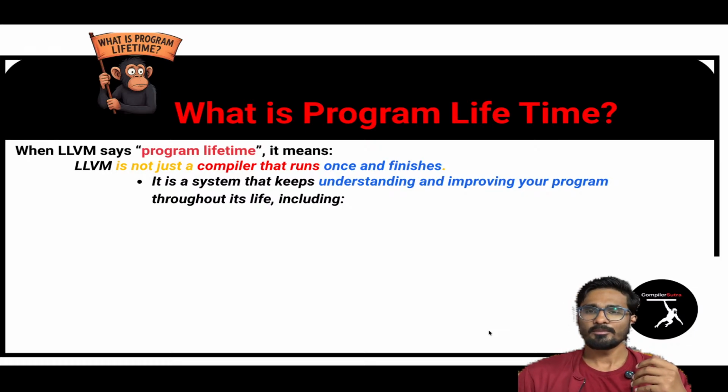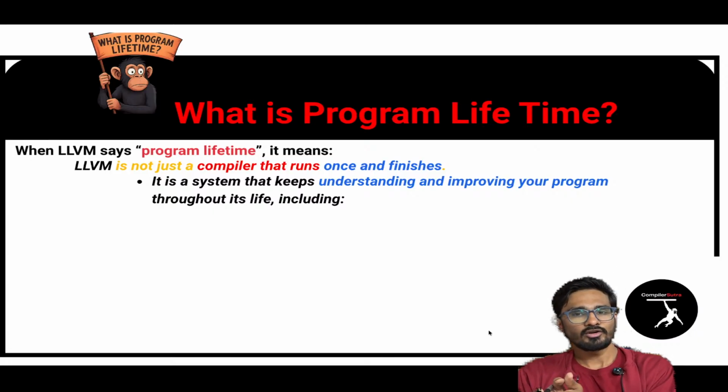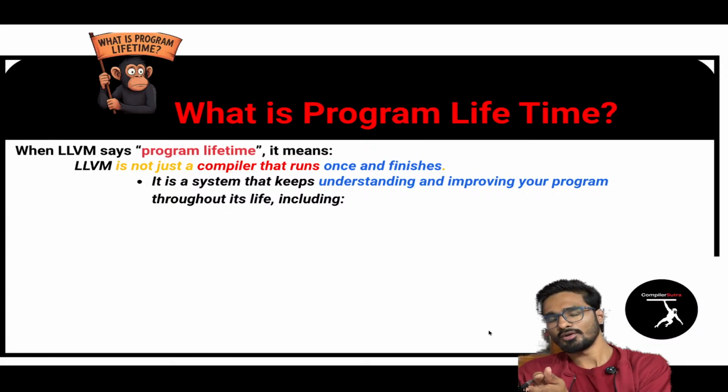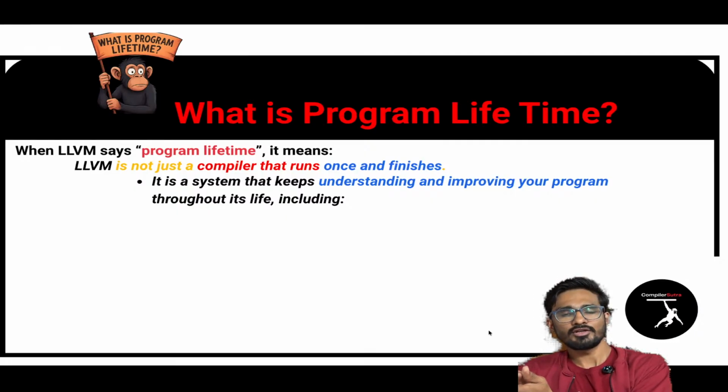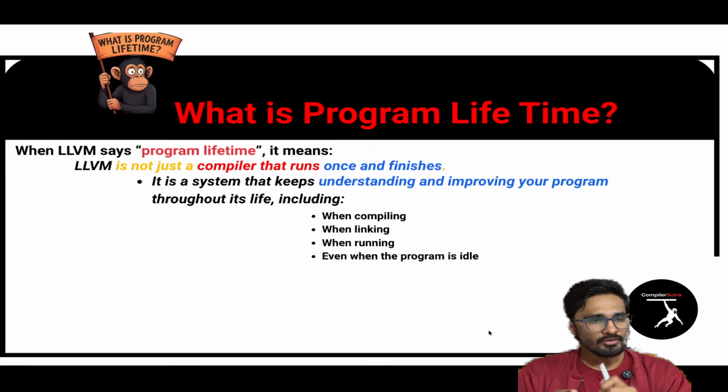When we talk about program life, from the preprocessor we get a .i file, from the .i file we compile and generate a .s file, from that .s file we convert to a .o file, and from the .o file we get a .exe file. So during linking, compiling, and running, and even when the program is idle, what LLVM tries to analyze, all four of these things are called program life.